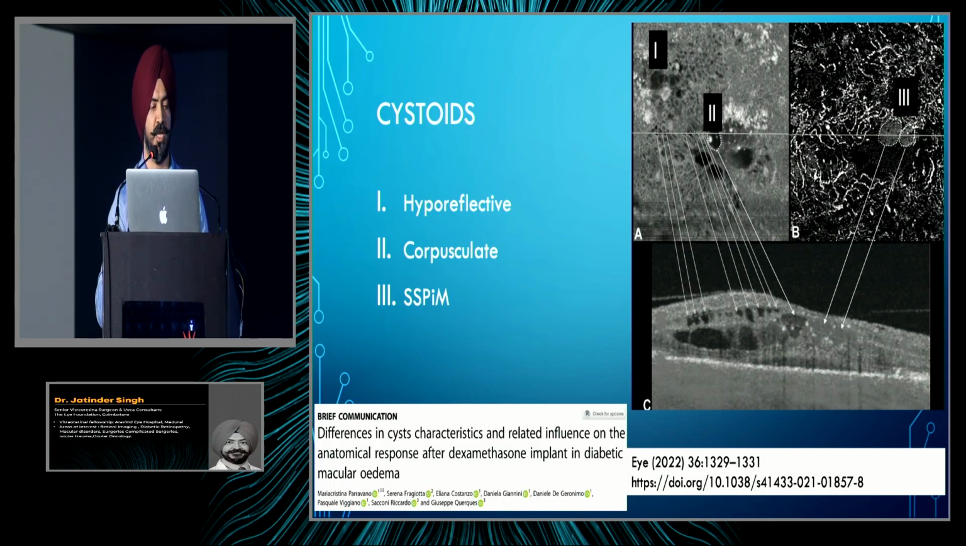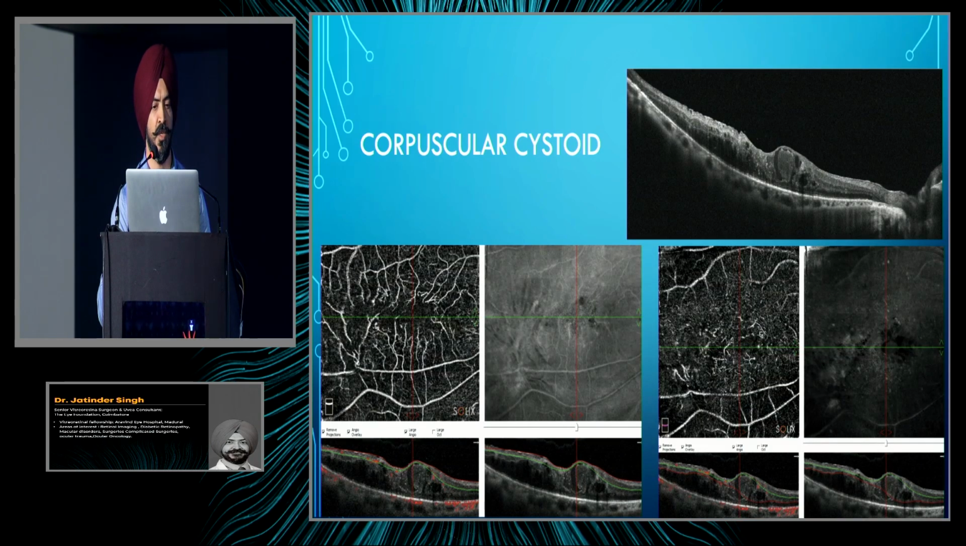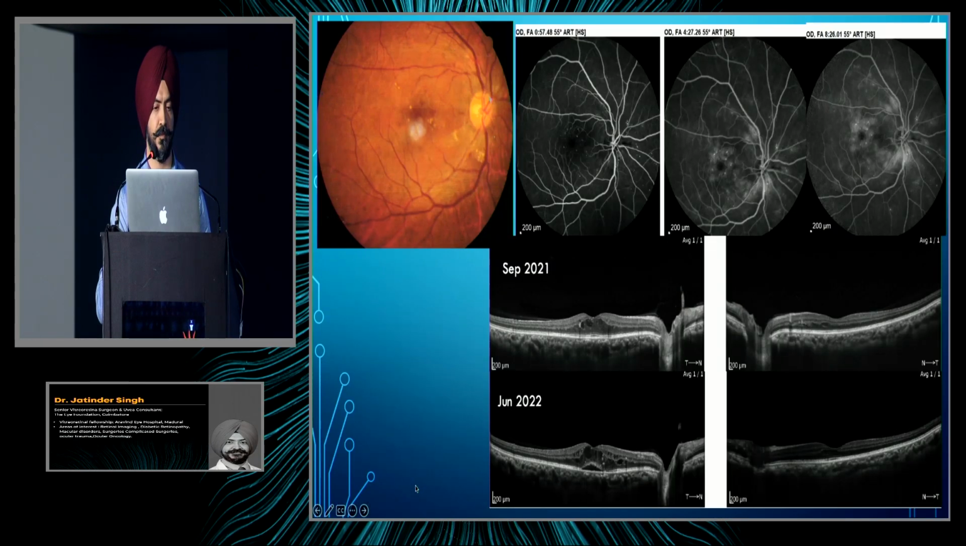So these cystoids can be hyporeflective. They may have hyperreflectivity and not have decorrelation signal, then they are called corpusculate. Or they could be SPiM when there is hyperreflectivity and decorrelation signal. So this is an example of a corpusculate cystoid. You can see the hyperreflectivity in the cyst, but you don't see any decorrelation signal or flow signal on the OCTA B scan.